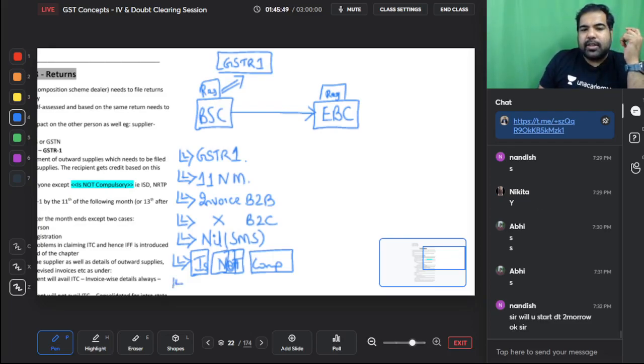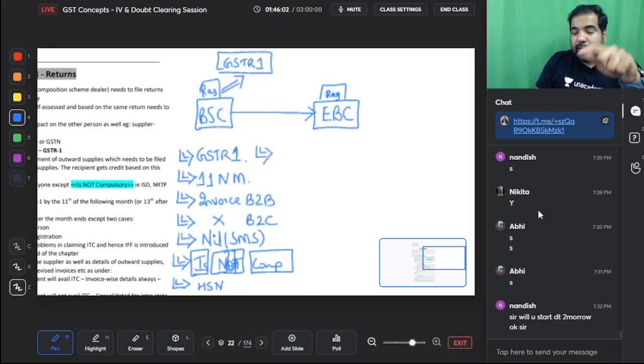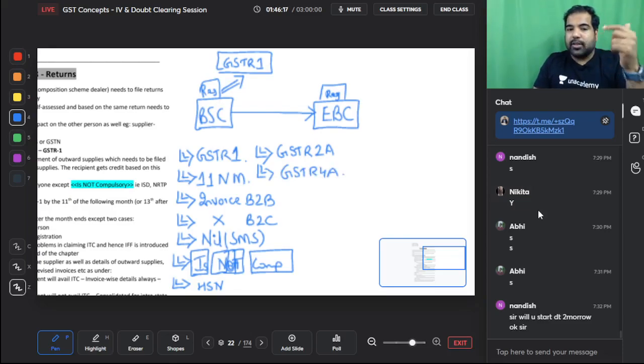Next guys, in this GSTR1 you have to file HSN details also. Same, if your turnover is up to 5 crores then 4 digits, if it's more than 5 then 6 digits of HSN code. Once you upload this GSTR1, can you change it? Can you go back and revise it? No, because when you upload the GSTR1, the things get auto populated in GSTR2A for normal people and GSTR4A for composition scheme dealers. Yes, A is for auto populated.